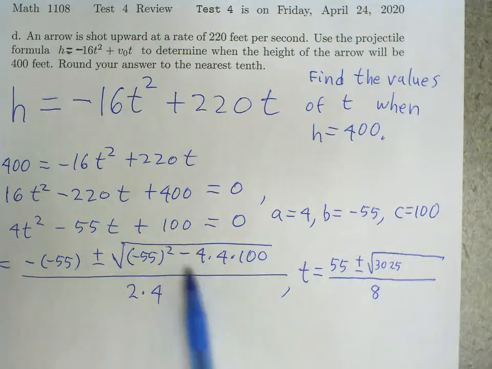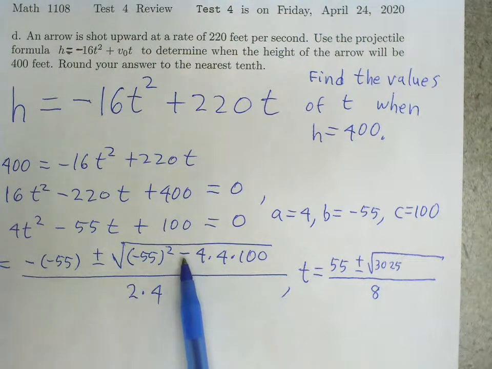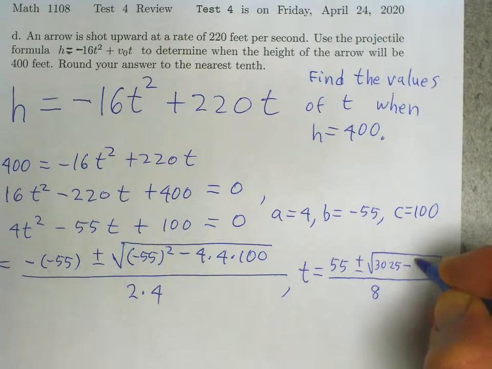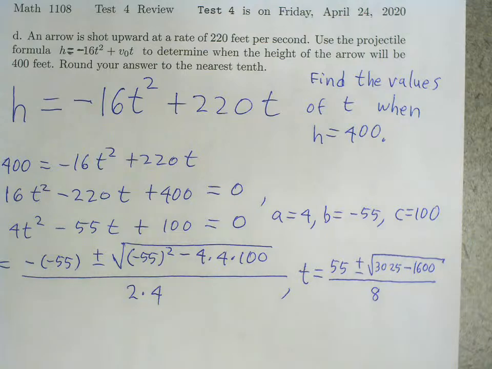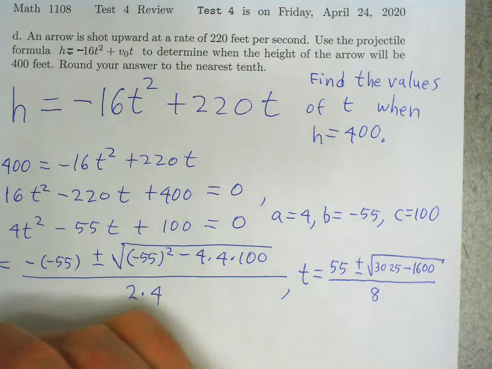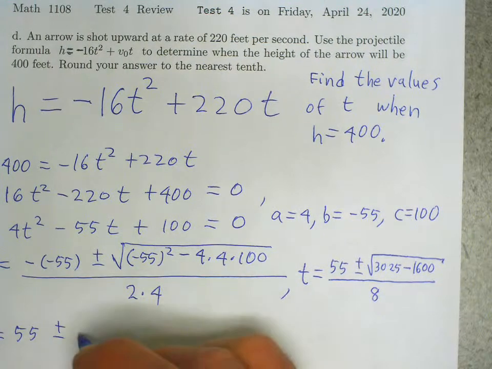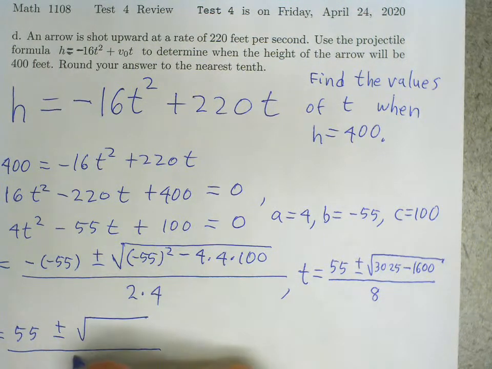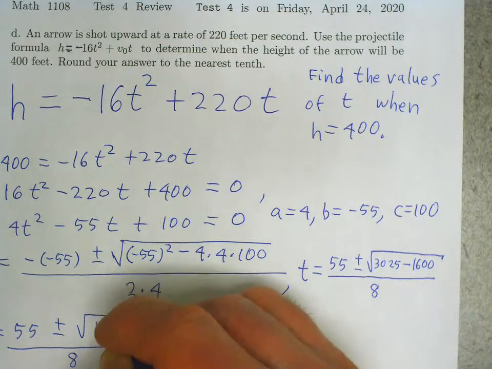And we're subtracting 4 times 100, or you can think of it as subtracting 16 times 100. 16 times 100 is 1600. So we're subtracting 1600 from 3025 inside the square root. Okay, so inside the square root, 3025 minus 1600 is 1425.